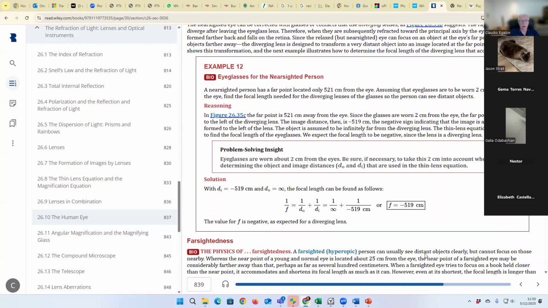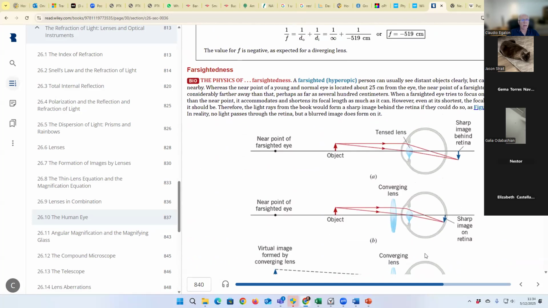Okay, and all the way around for the farsighted individuals. Farsighted is something that we become at older age.